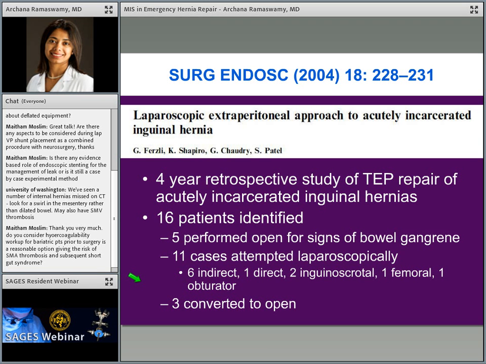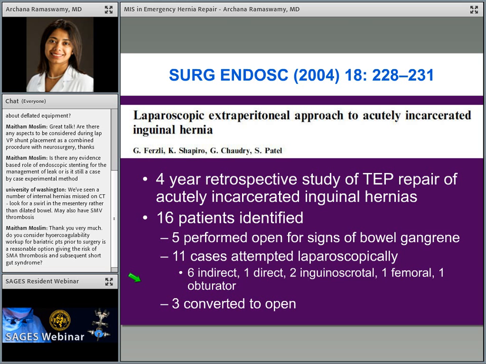So he looked at a 4-year retrospective study of TEP repairs of acutely incarcerated inguinal hernias and found a small number. Of that, a third of them had an open operation for bowel necrosis, and 11 were attempted laparoscopically, of which 3 were converted to open. The results are interesting. However, I think even more interesting are the descriptions and the pictures in this article. So this is looking at a direct incarcerated hernia, which you are unable to reduce with gentle traction. And here's an approach to how to make that defect larger to allow reduction.